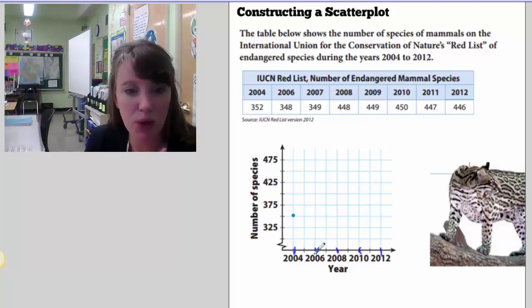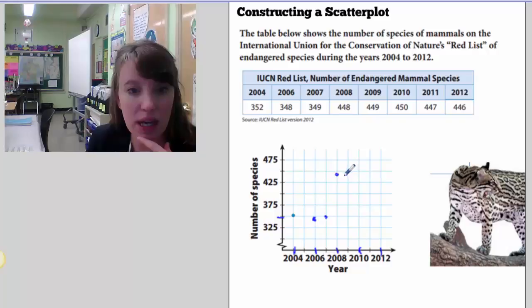2006 is going to be 348. So let's see, this is 350, so it's going to be about here. 2007 is going to be 349, so it's really about there. 2008 is 448. It's a really big jump. It's about 450 here.